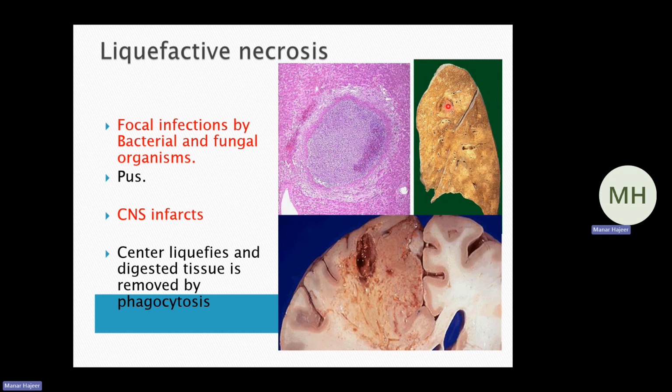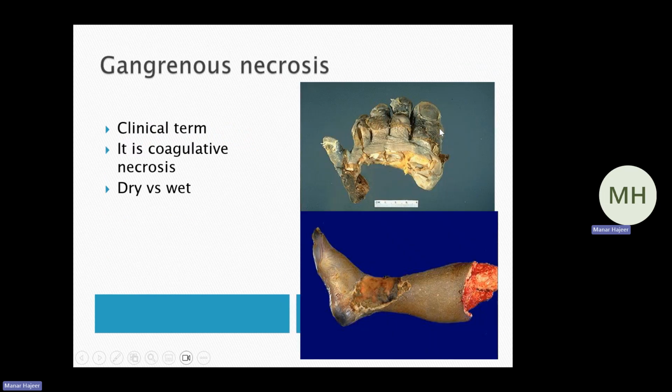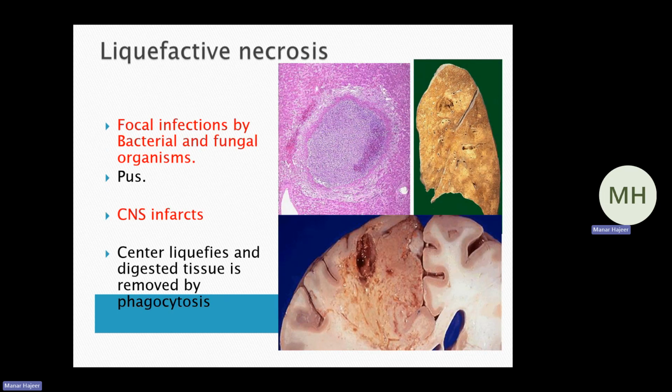So as you can see here, it's a cavitatory lesion in the lung, and under the microscope, it is characterized by collection of inflammatory cells, mainly acute inflammatory cells or the neutrophils. And the second picture تحت هي صورة from the brain with a cavitatory lesion also corresponding to an area of infarction. Why the center liquefies? Because it is digested and is removed by phagocytes.